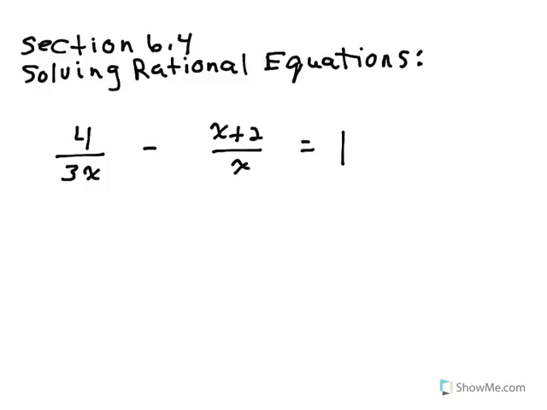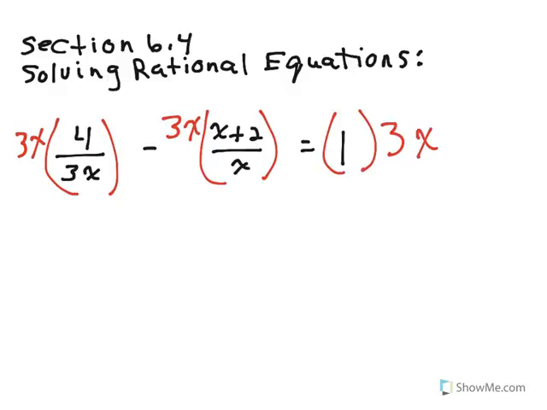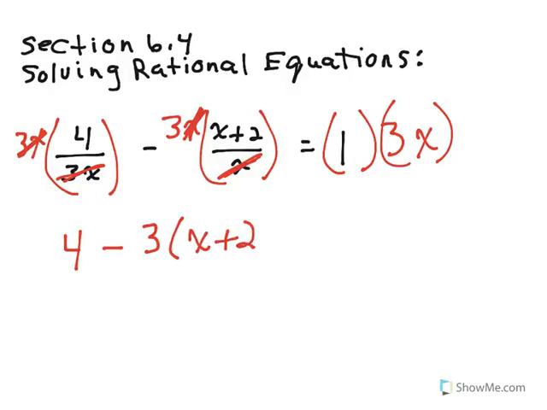or subtract. An easier way is to find the common denominator, which in this case is 3x, and multiply every single term on both sides of the equal sign by that common denominator of 3x. In the first fraction, the 3x's reduce out, leaving just the 4. In the second fraction, the x reduces out, leaving just the 3 times x plus 2.